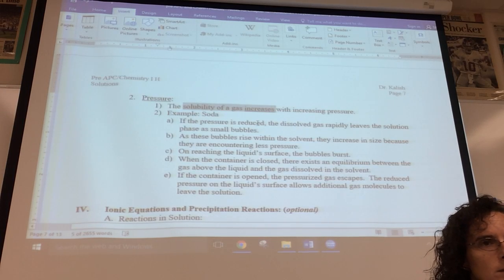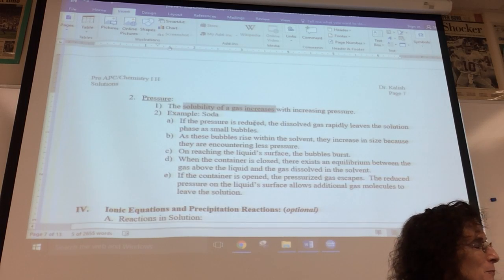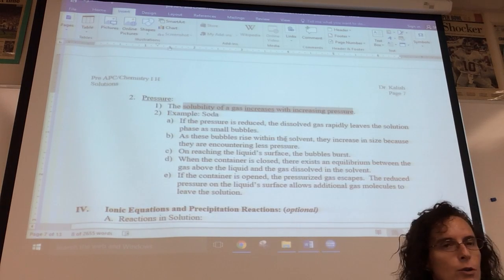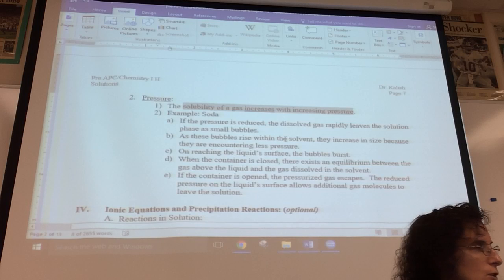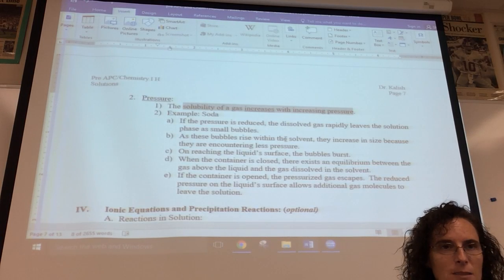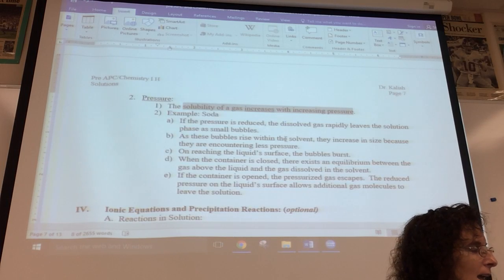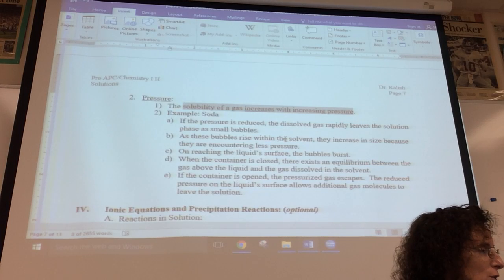Oh, okay. So the solubility of a gas is going to increase when the pressure increases. In that case, the volume will be smaller. The gas bubbles will stay in solution, and your soda will taste better, but I don't recommend soda for children. It's not nutritious.